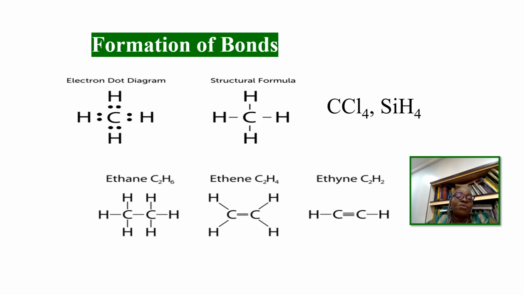And carbon can form single bonds, double bonds, and triple bonds, as shown in ethane, ethene, and ethyne. In ethane, it forms single bonds, C2H6. In ethene, it forms a double bond, C2H4, and in ethyne, it forms a triple bond, C2H2.